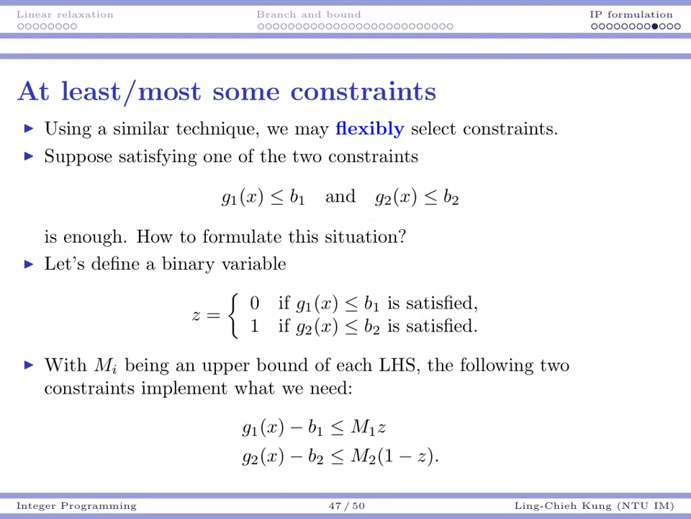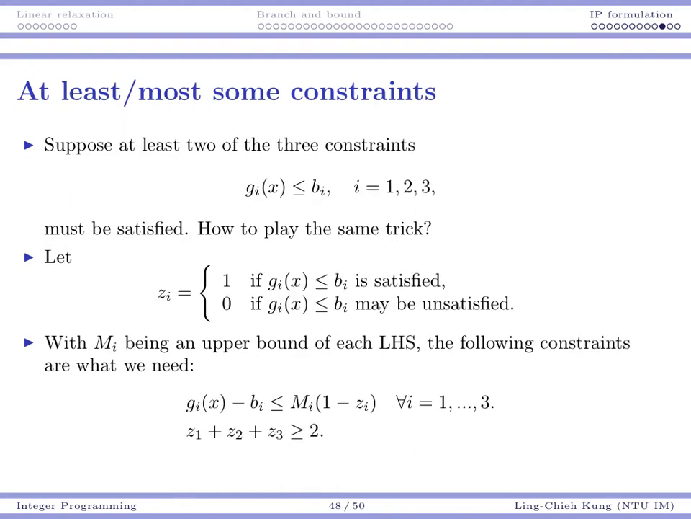But if z is 1, this m1 is very large, and that means this can always be satisfied, okay? Because m1 is an upper bound of g1 of x. Then your first constraint is really redundant. Or if z is 0, then it's reversed. When z is 0, you don't have this, b1 goes to the right hand side, you must satisfy this. Otherwise, if z is 0 here, then the second constraint is redundant.